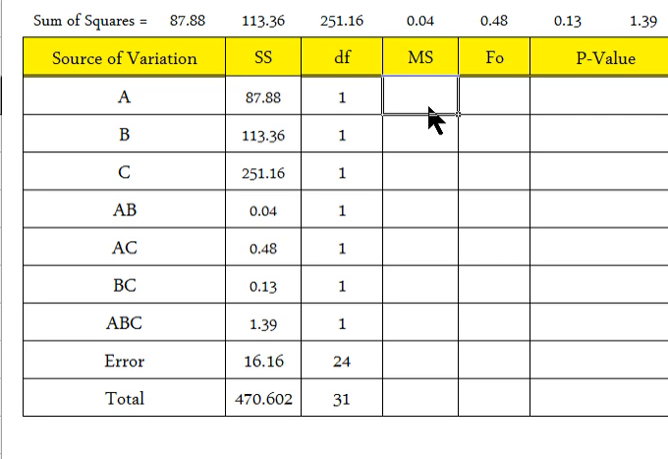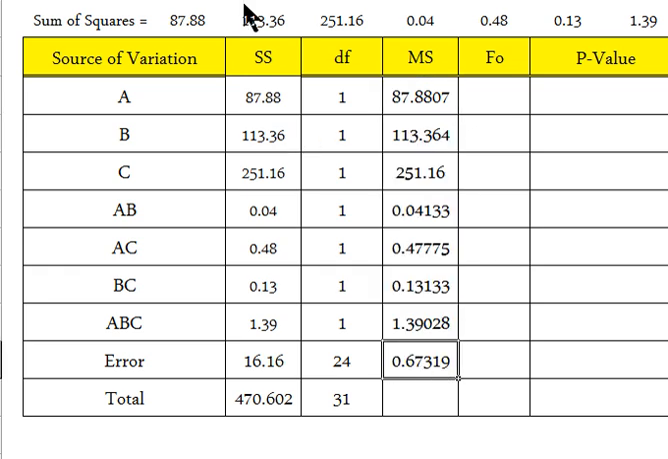Mean square is the average sum of squares per degree of freedom. So it would equal sum of squares divided by degrees of freedom. And as you drag this one down, notice that error has more than 1 degree of freedom. Now, for everything else, mean square equals sum of squares, since the degrees of freedom is 1, but not for error.